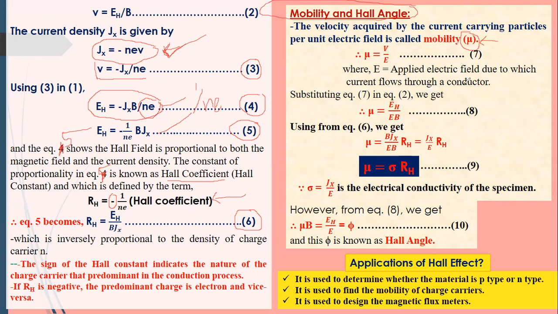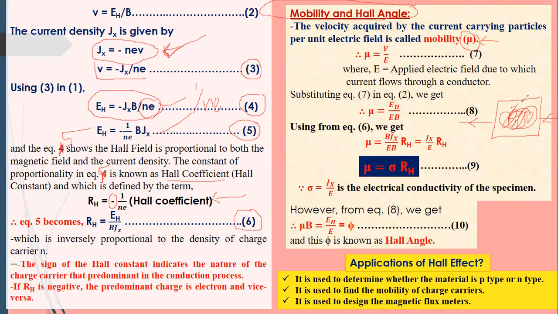E is the applied electric field, and that electric current is passing through a metal slab conductor. Conductor means metal slab conducting material. Whatever the material is, electric current is passing through that particular material. This is the conducting material, and E is the applied electric field due to which current flows through a conductor.